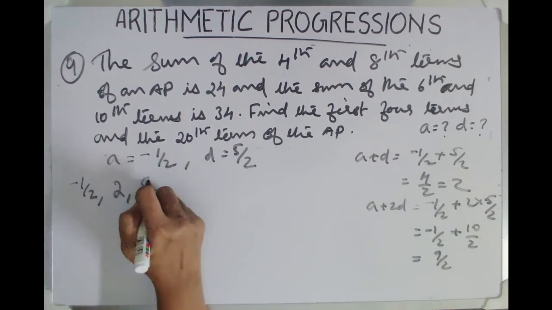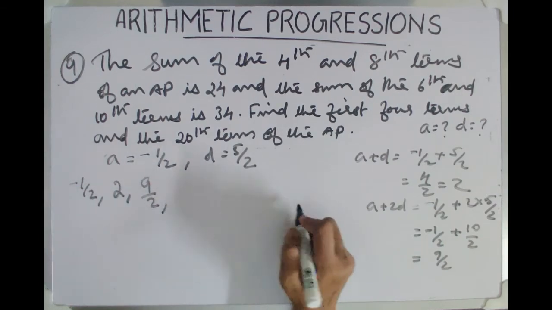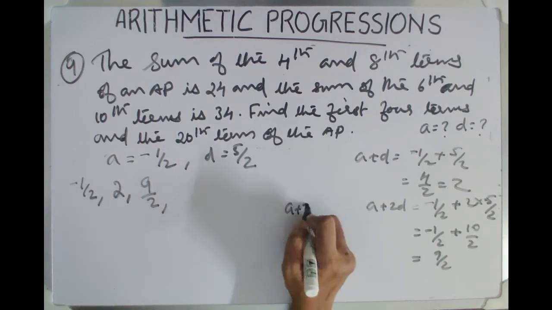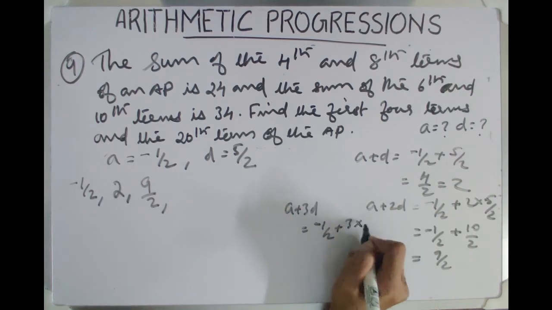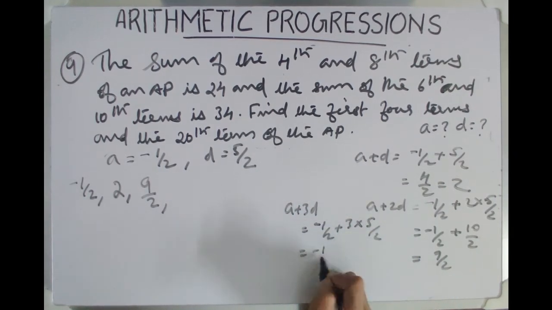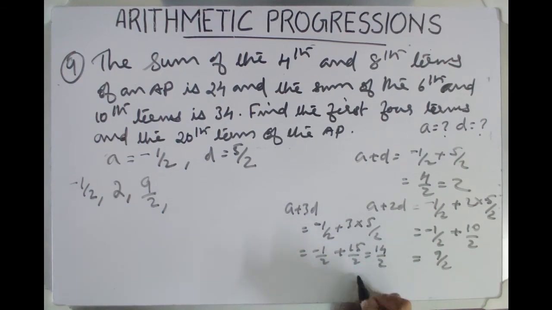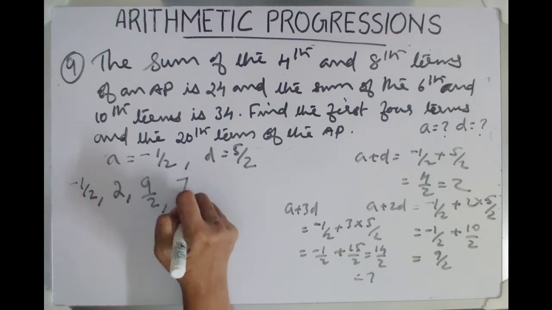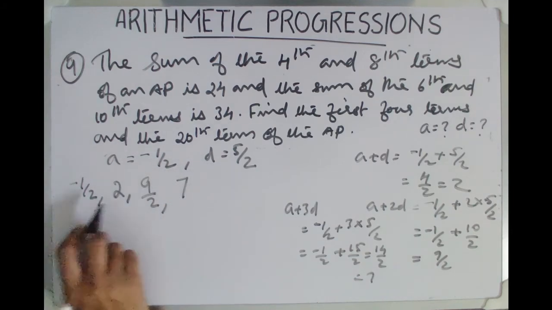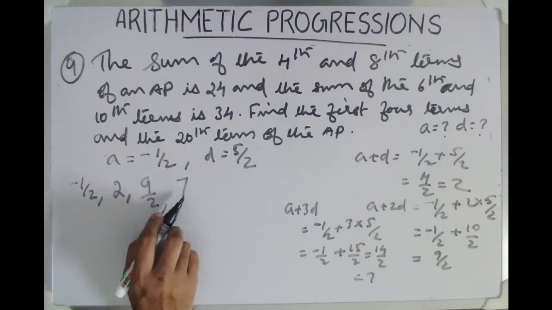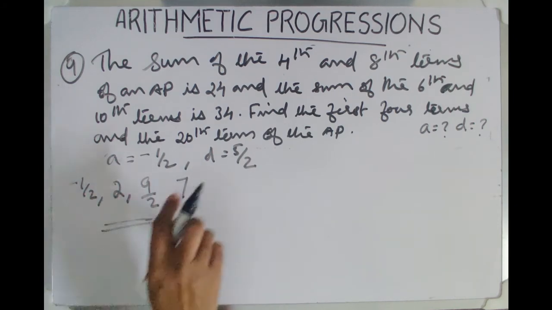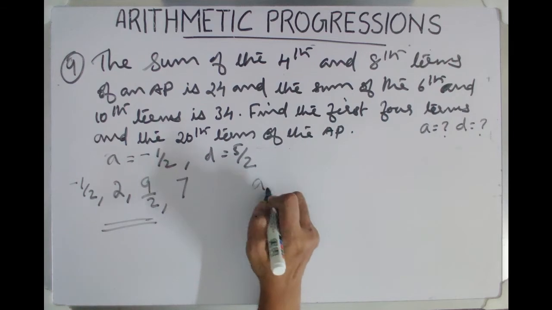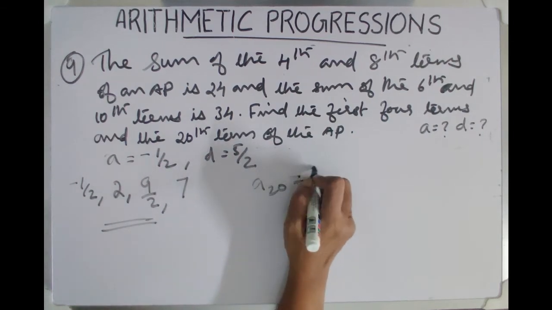That is 9 by 2. So, the third term is 9 by 2 and the fourth term is A plus 3D, that is equal to minus 1 by 2 plus 3 into 5 by 2, equal to minus 1 by 2 plus 15 by 2, equal to 14 by 2, equal to 7. So, the fourth term is 7. We get the 4 terms. The first 4 terms of this AP are minus 1 by 2, 2, 9 by 2 and 7. Next we have to find the 20th term of the AP, that is A20. We can find A20.